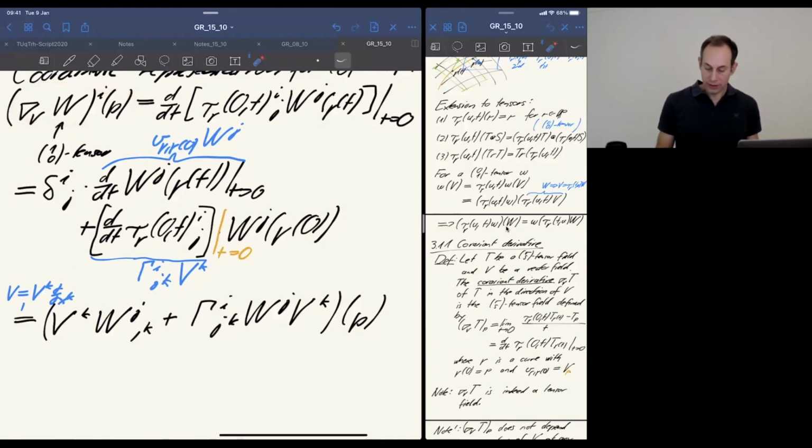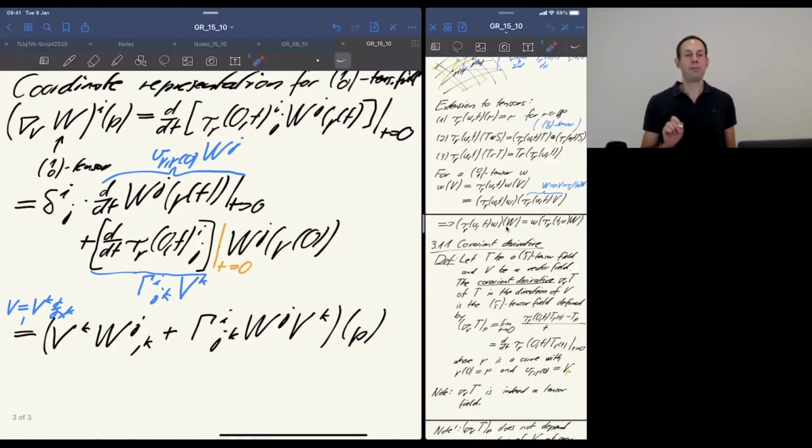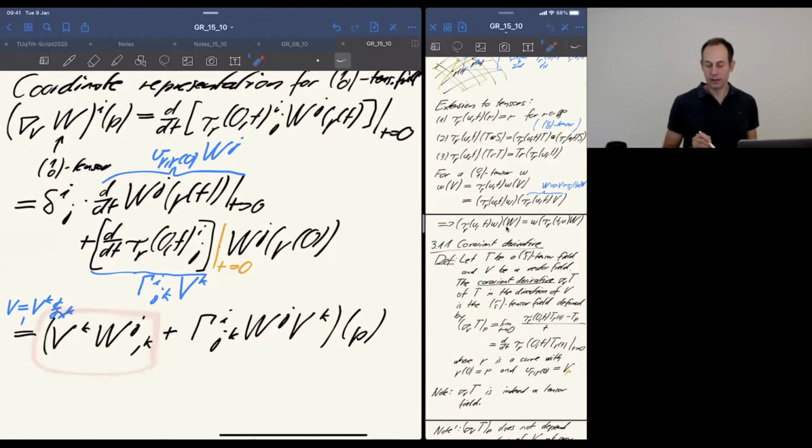Now you see, the derivative really deviates from the usual partial derivative that you do in analysis in flat space-time, because the partial derivative in the direction of a vector v would just be this term here. So that's what you would write if I tell you how does the jth component of the vector w change as you move along the vector v? That would be the answer.